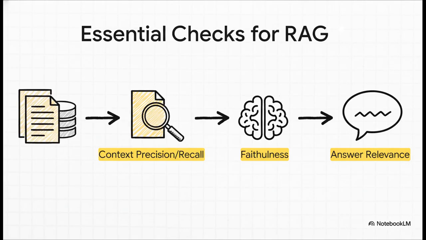Now let's zoom in on a special type of system called RAG. That stands for Retrieval Augmented Generation. These are systems that actually go look up information from a specific knowledge base, like your company's internal documents, before they answer a question. And that requires its own special checks. We have to ask, did it pull the right info from that knowledge base? Did it miss anything important? And this is key. Did it actually use the info it found to build the answer?